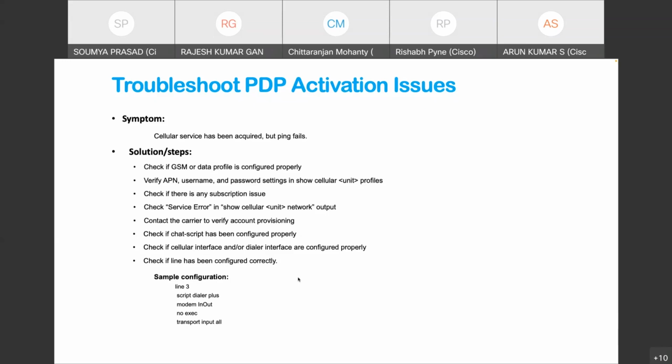If everything is fine at our end, and the customer still says they can't get the IP address, we take the debug command, and sometimes the issue can be at the service provider end as well. In that case we ask the customer to reach the carrier to verify whether the SIM has been provisioned correctly, the account provisioning. Along with that, if it is IOS, we need to verify the chat script as well along with the data profile.